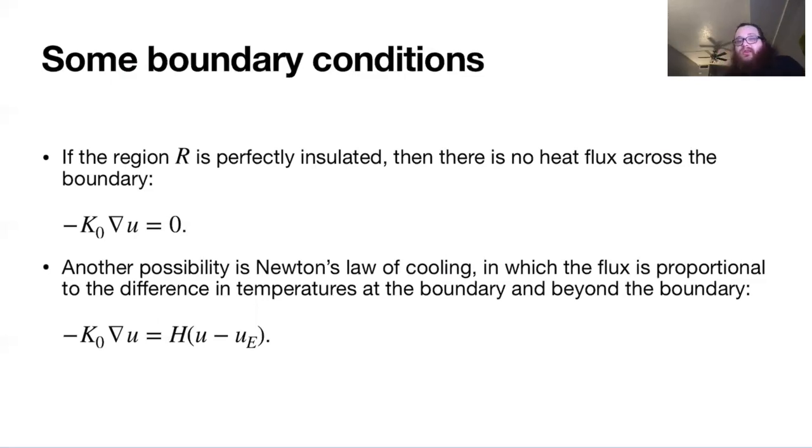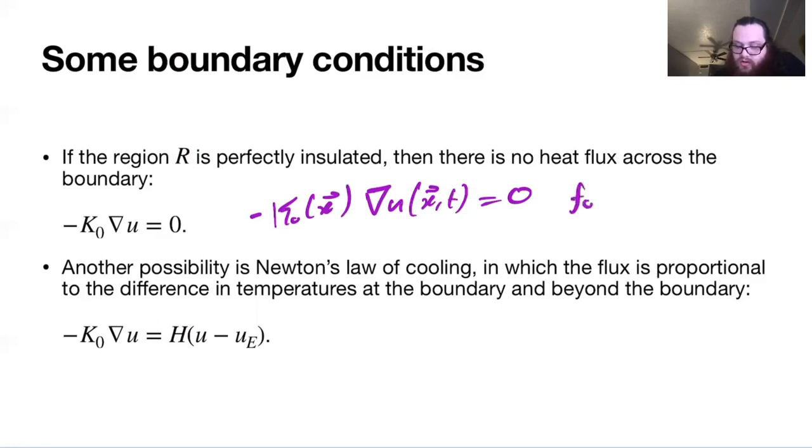Right, so specifying the temperature as a boundary condition isn't the only possibility. Just as in the one-dimensional case, maybe our region is insulated, so that there's no flux across the boundary. We can use that as a boundary condition as well. And what that looks like here is, recall that this was the flux, so writing up the arguments, k0 of x, grad u evaluated at x comma t. For this boundary condition, we want this to hold for all x on the boundary.